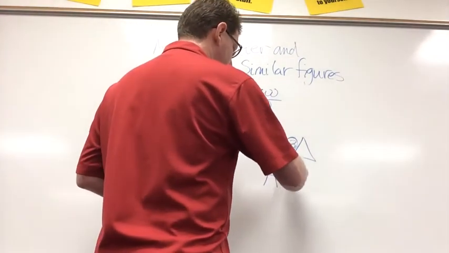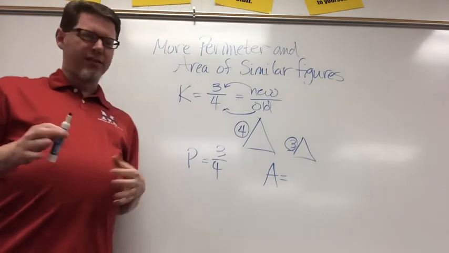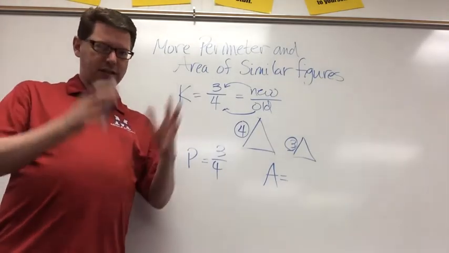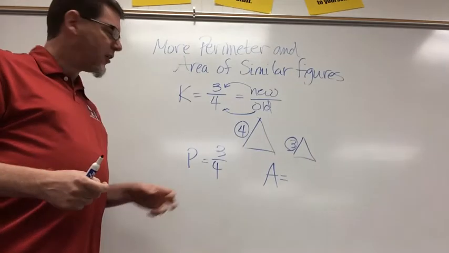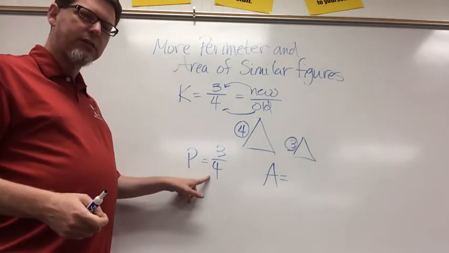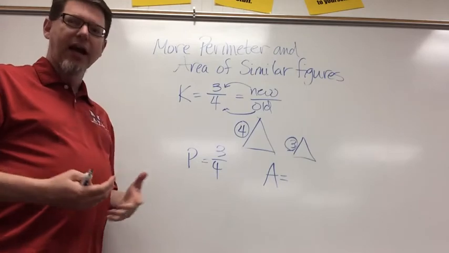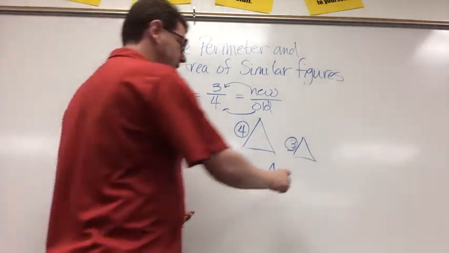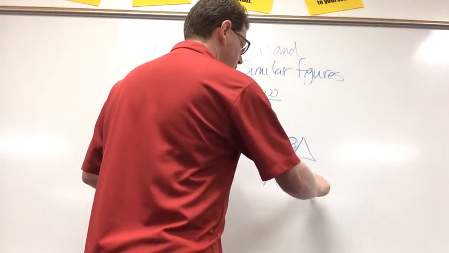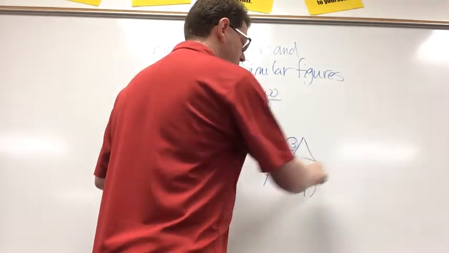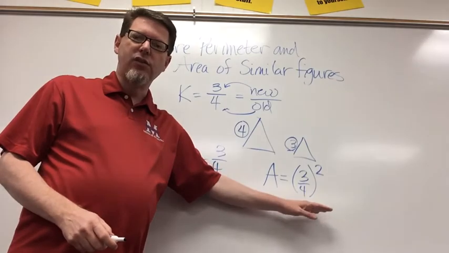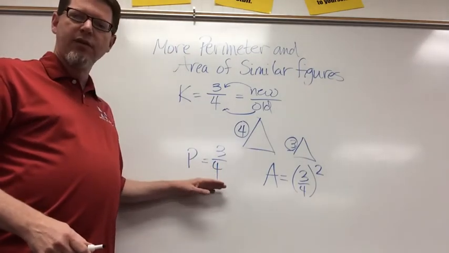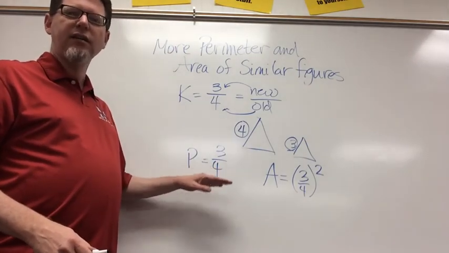But the area ratio is just a little bit different, just like we've been doing in class. When I'm trying to find the ratio of the areas, what do I have to do to that 3/4? Exactly, I have to square it to find the area ratio. So this would be 3/4 squared. When we're talking about area, we always square. When we're talking about perimeter, we leave K the same.